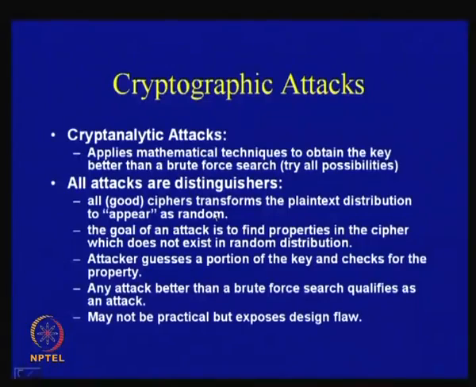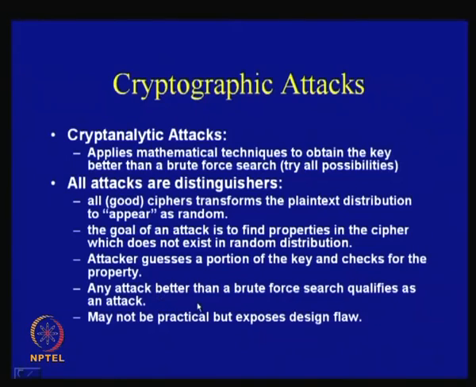But the message which I want to convey is that all cryptanalytic attacks, or all attacks in general, are nothing but distinguishers. They are distinguishers from a random distribution. Okay. So all good ciphers transform the plaintext distribution to appear as random. The goal of an attack is to find properties in the cipher which do not exist in a random distribution. So the attacker then guesses a portion of the key and checks whether the property exists.